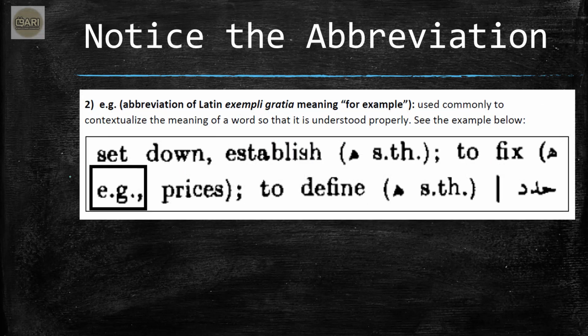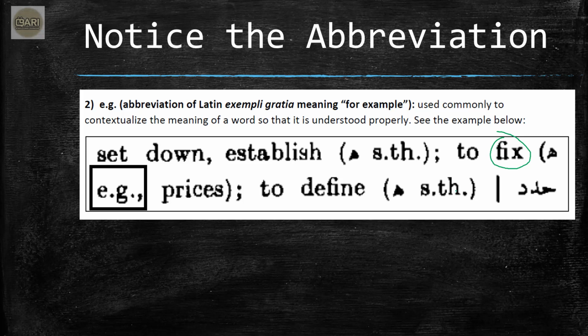The next one we have is e.g., which is the abbreviation of the Latin exempli gratia. Don't quote me on that, as I don't speak Latin. E.g. is basically giving you an example. The abbreviation means for example. So here it says to fix. You might read to fix and think to fix something that's broken. And so they're telling you, no, that's not the type of fix we're talking about. We're talking about fix, meaning to set prices, where prices don't change.